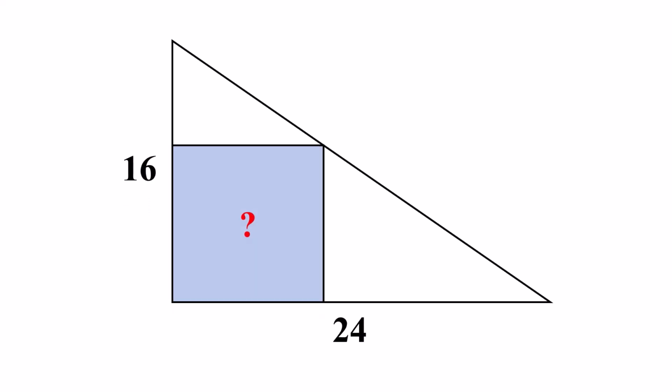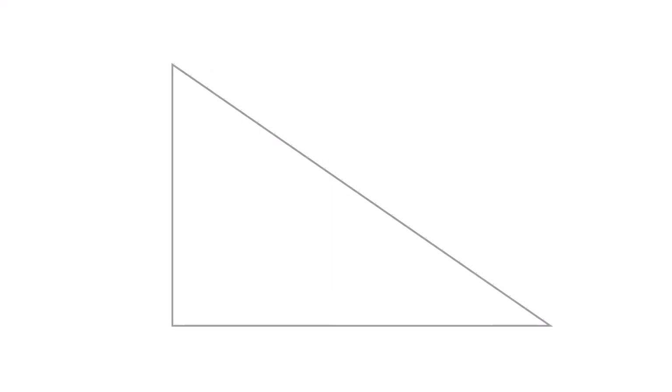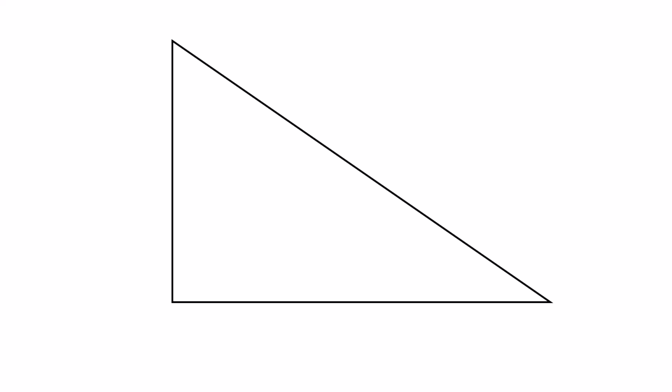In today's video, we're diving into an interesting geometry problem. We have a right-angled triangle with a height of 16 and a base of 24. There is a square placed inside the triangle such that one of its sides lies along the height, another along the base, and its top corner touches the hypotenuse. Now the question is, can you figure out the area of the square?